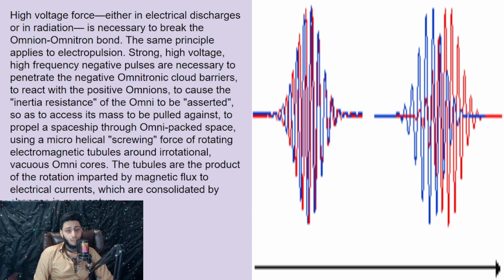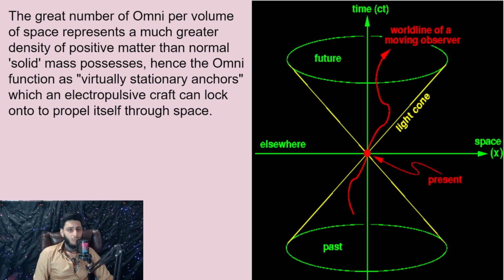The tubules are the product of the rotation imparted by the magnetic flux to electrical currents, which are consolidated by changes in momentum. The great number of omni per volume of space represents a much greater density of positive matter than normal solid mass possesses. Hence, the omni functions as virtually stationary anchors, which an electropulsive craft can lock on to propel itself through space itself.